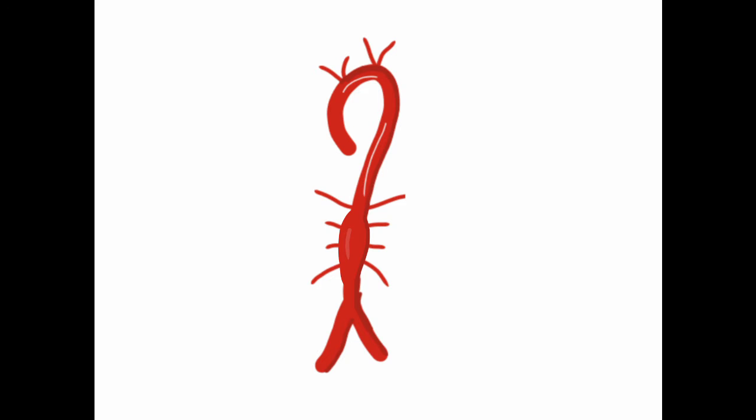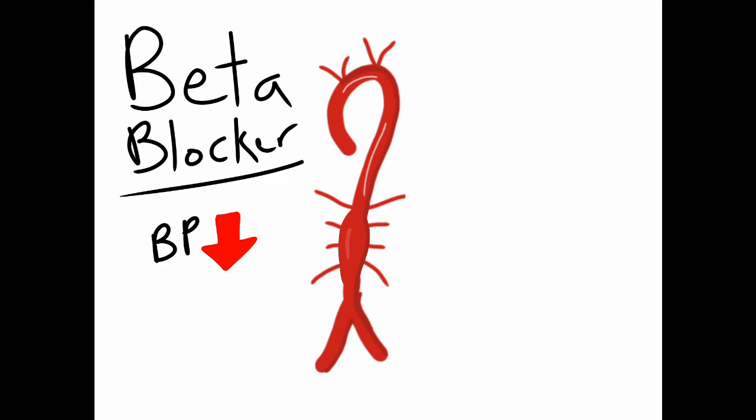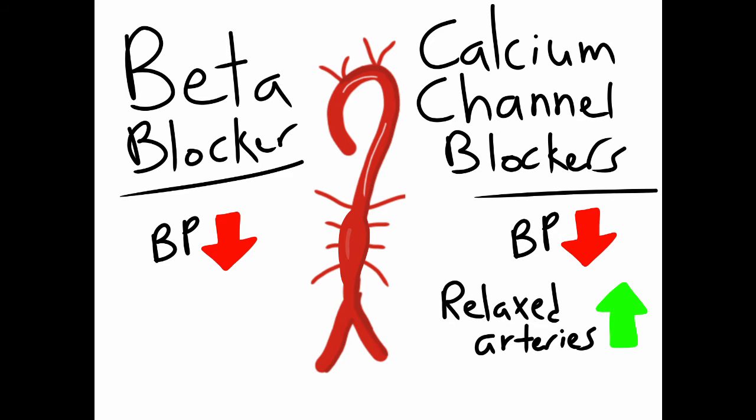A small aneurysm is less than 5 centimeters, and if it isn't growing fast, you might just be monitored. You'll have to come back to the office to get tests every 6 months. Or they may give you medicines like beta blockers, which will help lower blood pressure, or calcium channel blockers, which lowers the blood pressure but also relaxes the artery.